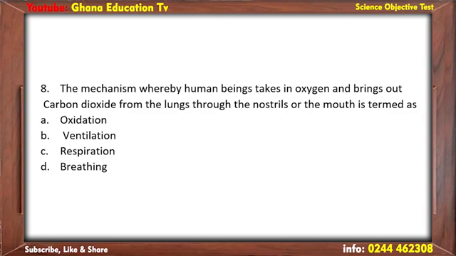Number 8. The mechanism whereby humans take in oxygen and bring out carbon dioxide from the lungs through the nostrils or the mouth is termed as A. Oxidation. B. Ventilation. C. Respiration. And D. Breathing.